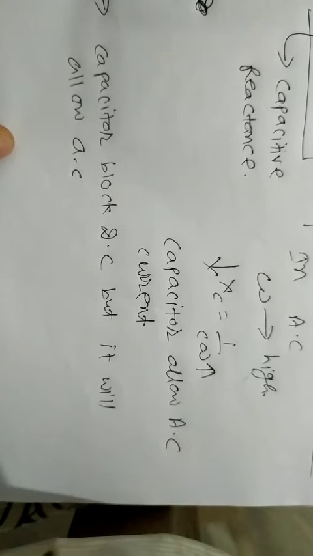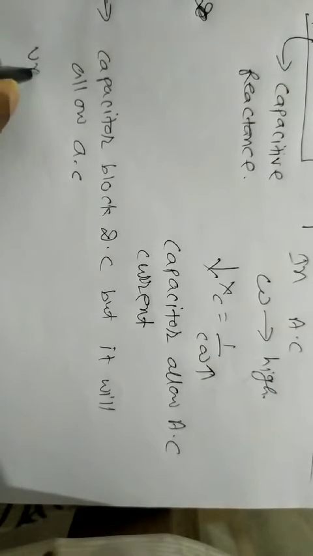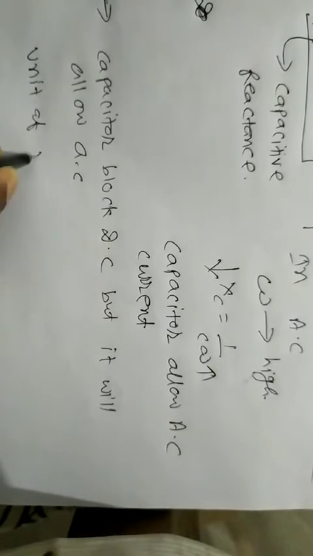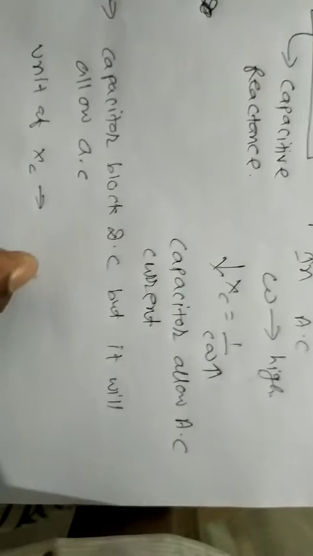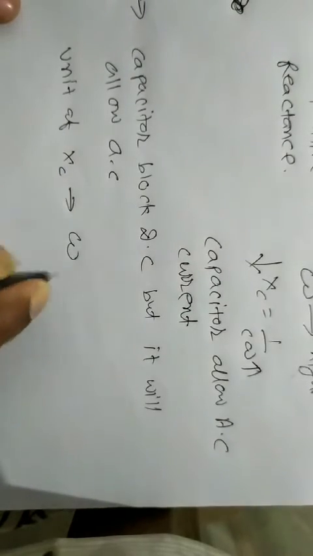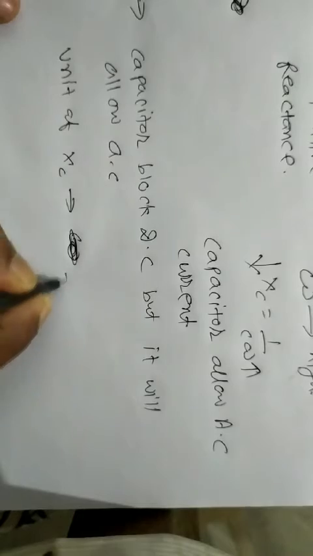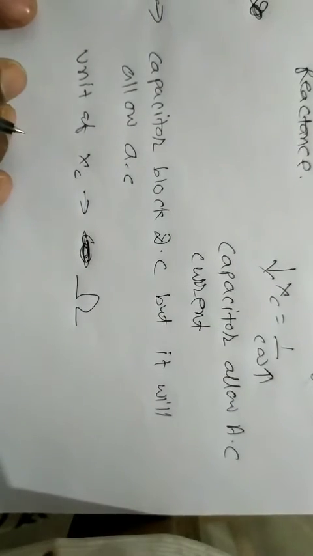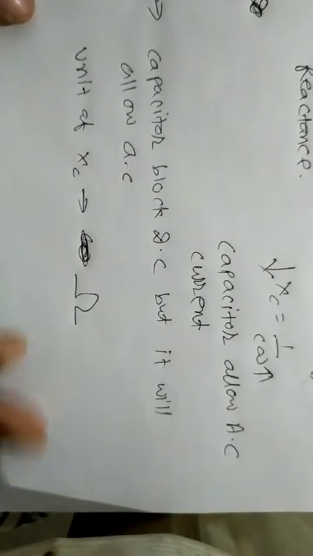Now let me explain the unit of XC. Unit of XC means capacitive reactance. This is also a resistance, so its unit will be ohm. Clear?